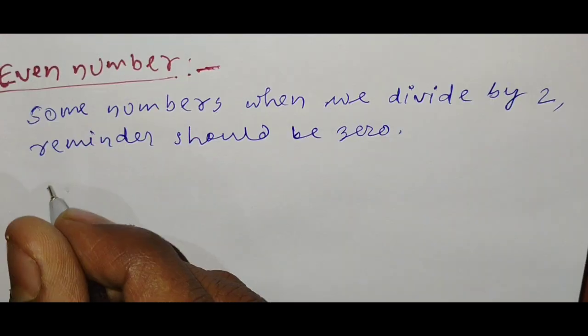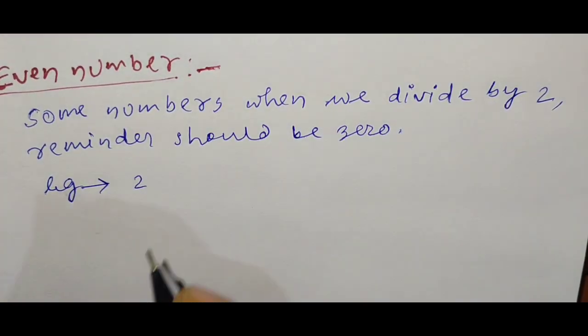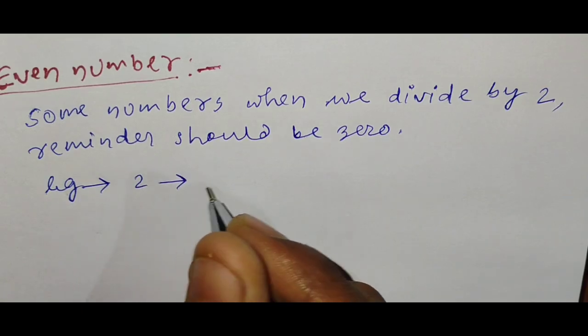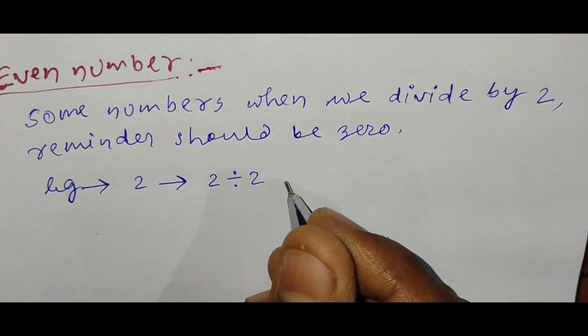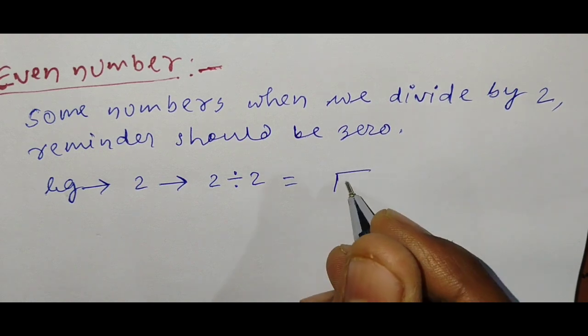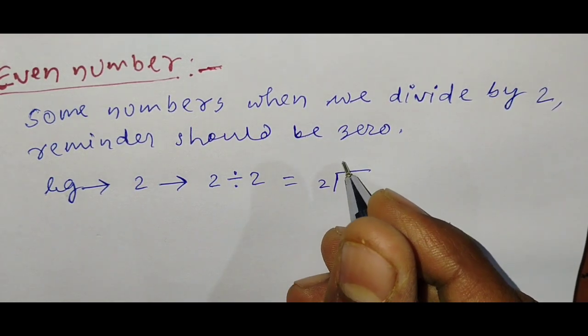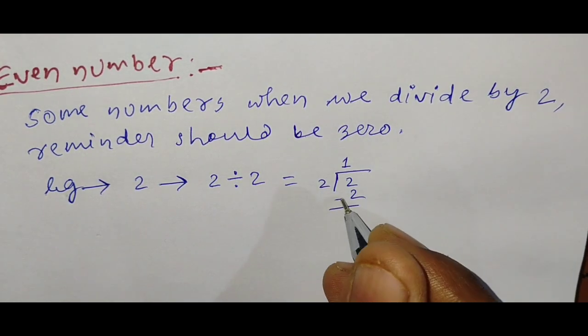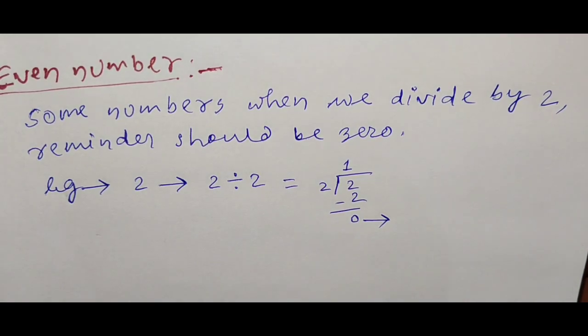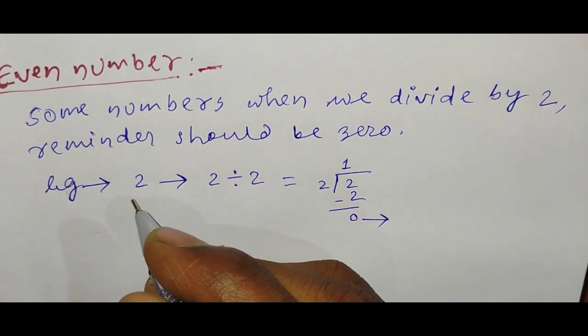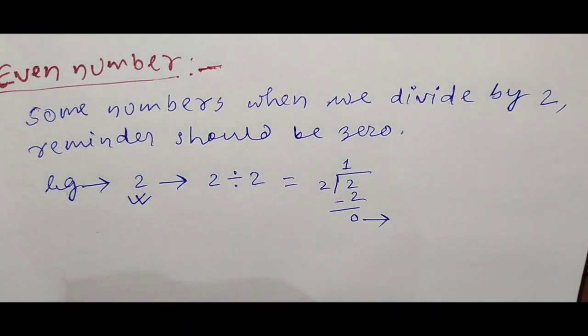For example, say 2 is a number. When we divide this number by 2, what will we get? If we divide 2 by 2, 2 ones are 2, remainder is 0. If this remainder is 0, then this number will be called an even number.